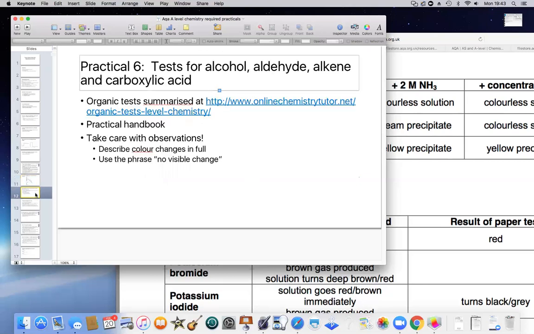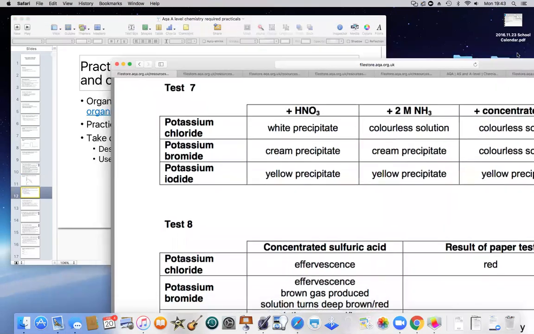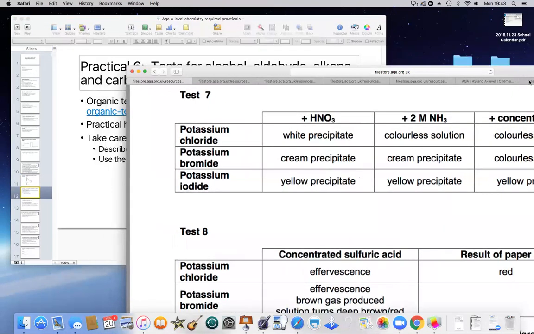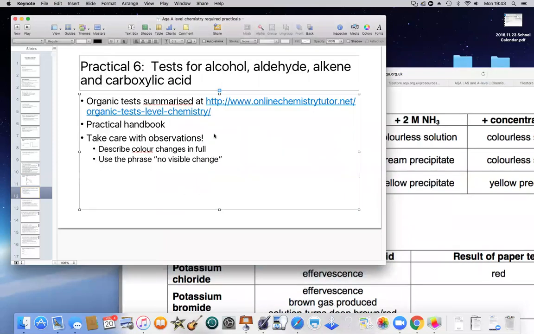Last practical. Test for alcohol, aldehyde, alkene, and carboxylic acid. I've actually summarized all of these different chemical tests for you on my website, so you can see them all. They are covered in the practical handout as well. As I suggested before, describe all colour changes in full. If you think there is absolutely no change, don't say nothing happens, okay? The phrase to use is no visible change if you think that absolutely nothing happens.